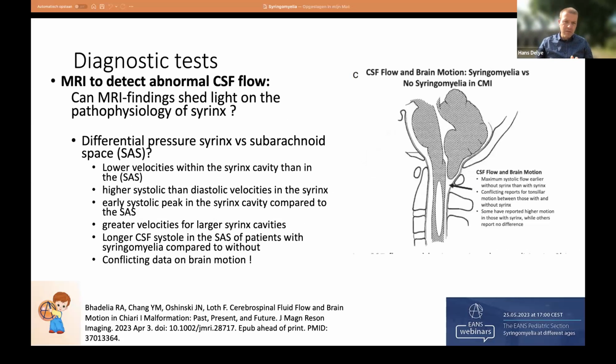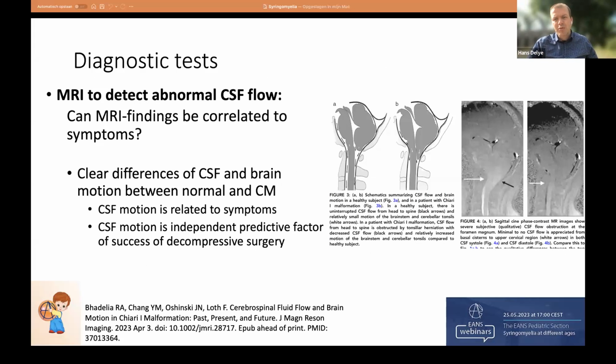So that is kind of clear. It is, sorry, just go back. It's less clear if you're looking at the motion of the brainstem and the tonsillus. There are different reports stating that the more movement there is, the more the symptoms, but there's also papers stating the opposite. So up to now, only the movement of the CSF around the cervical junction is more or less reliable.